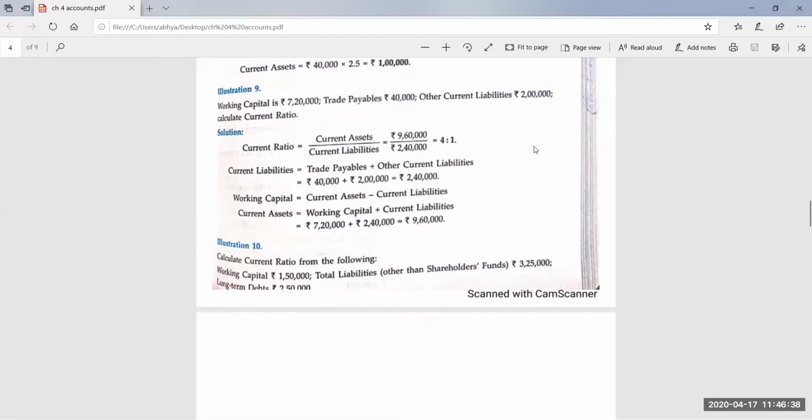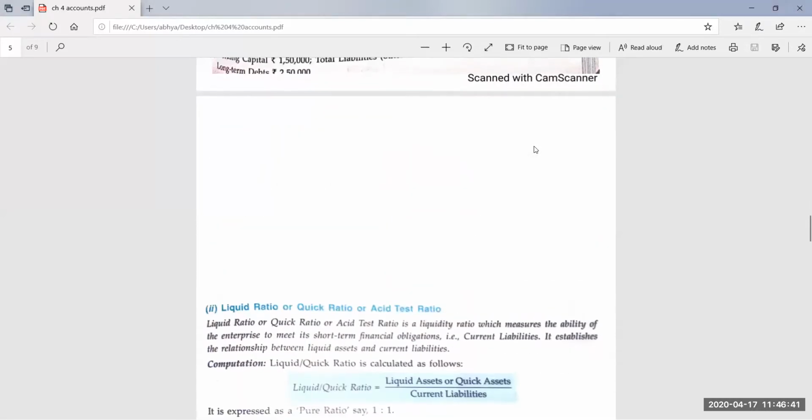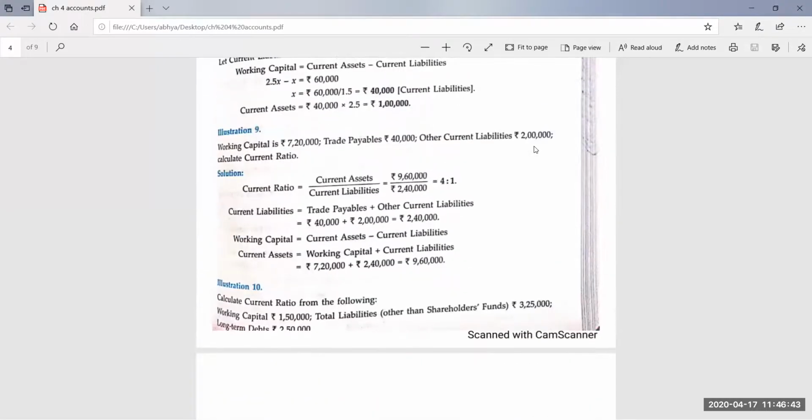How to solve this question? I have not given your solution, so I am telling you that current ratio is equal to current assets upon current liabilities. And you can find out current liabilities as total liabilities minus non-current liabilities. What about non-current liabilities? Long-term debt is given, that is equal to 250. So 325 minus 250 is equal to 75. And now working capital is given, so put the values in the formula.